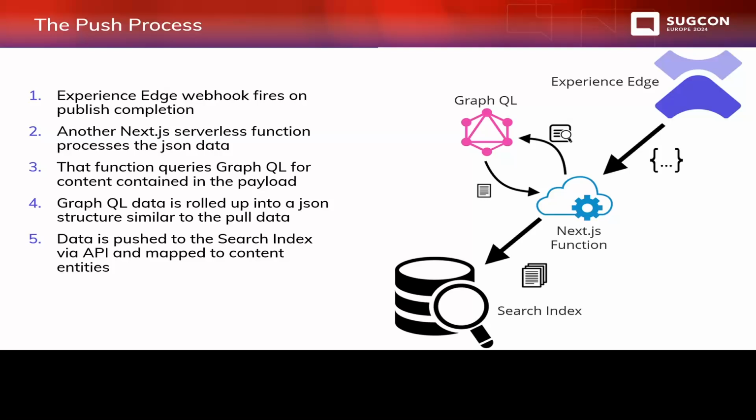When we publish to Experience Edge, we have the ability to set up a webhook. There's several of them, but the ones we're interested in are create, update, and delete. I'm only going to talk about update on this one, but you would need to set up create and delete as well using a similar process. Experience Edge invokes the webhook, which is pointing to another Next.js serverless function that is once again going to perform some logic. That's going to extract the GUID of the item we're updating, query GraphQL for that field data exactly like we were before, just give me all the fields. It's going to roll that up into one big JSON structure and push that into the search index using the push API.